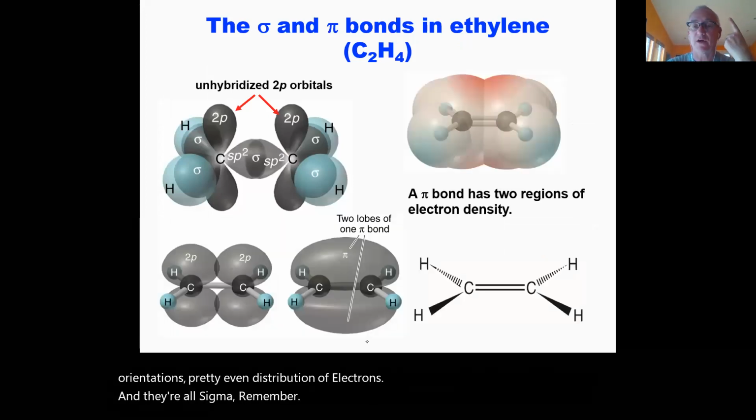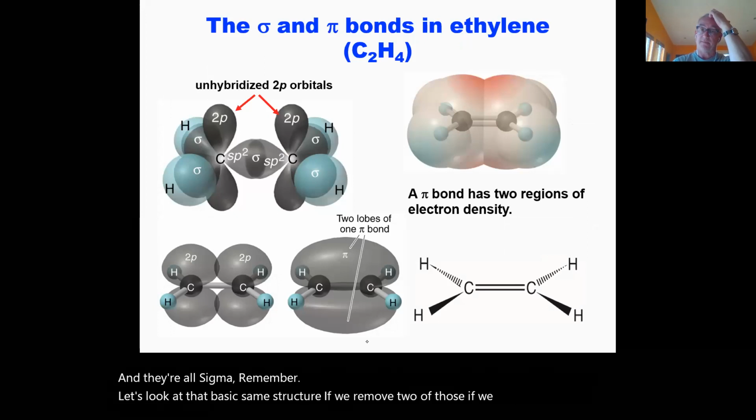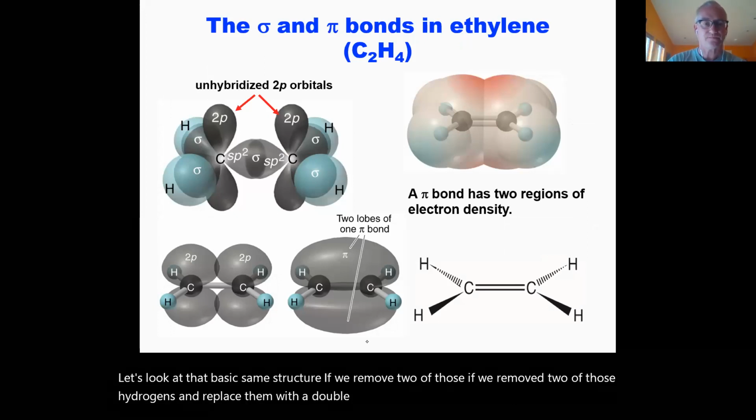Now, let's look at that basic same structure. If we remove 2 of those hydrogens and replace them with a double bond between the carbons. So this is the way that works.